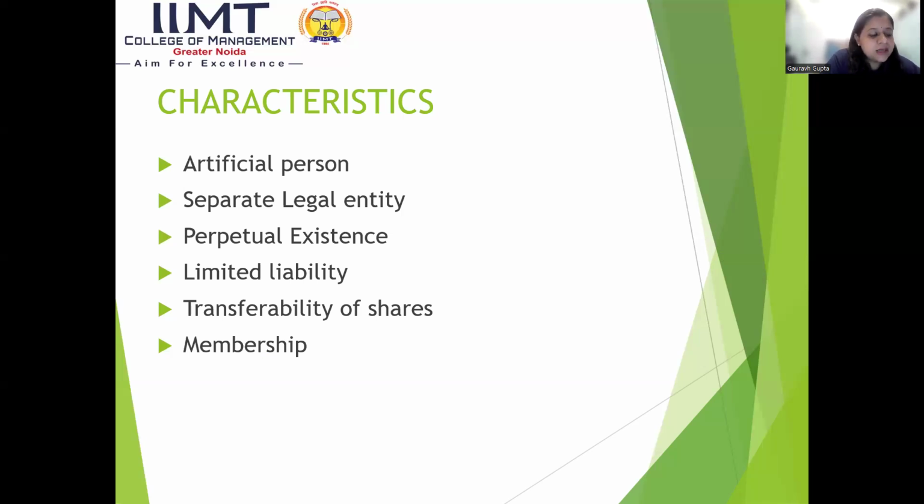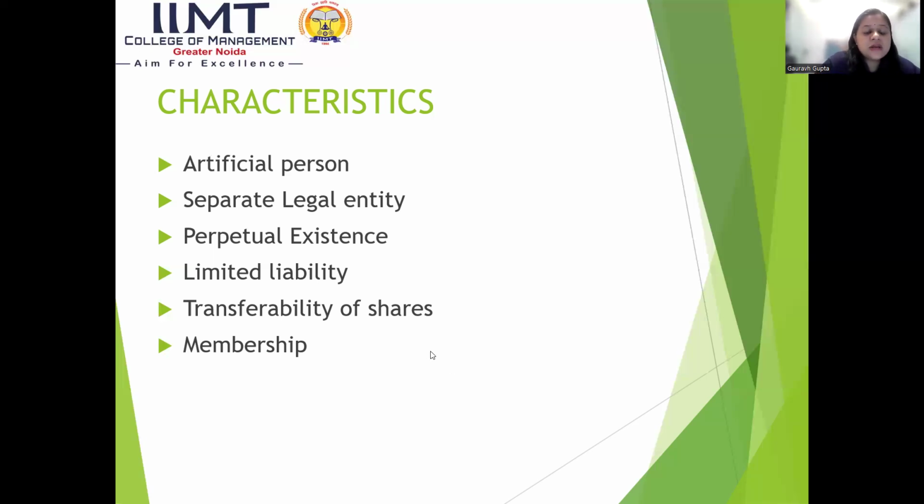Second, separate legal entity. A company has its own identity distinct from its owners with the incorporation of the company. Next point, perpetual existence. A company is created by law and can be wound up by law only. Existence of the company is not affected by the status of members. Next, limited liability. A company has limited liability, that means liability only to the extent of capital contribution.